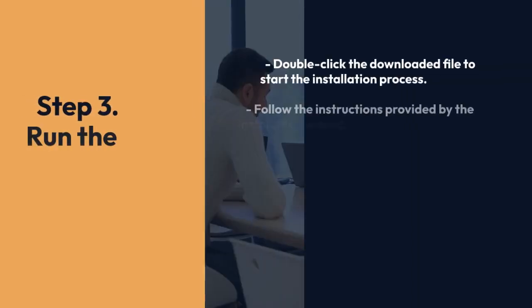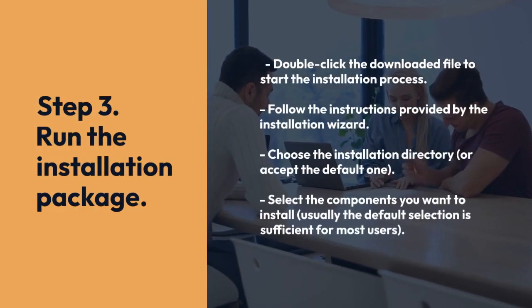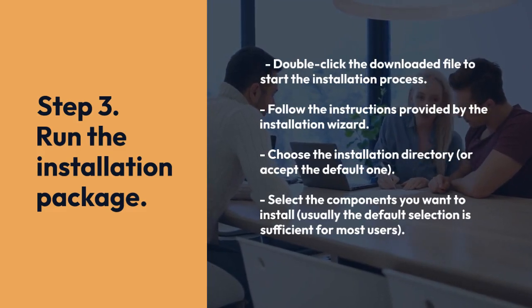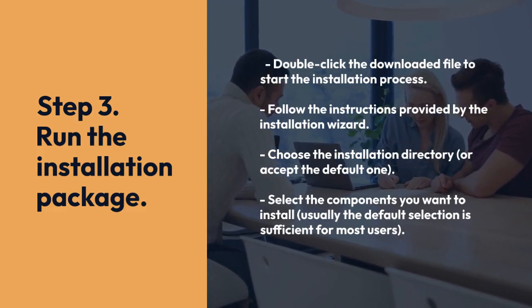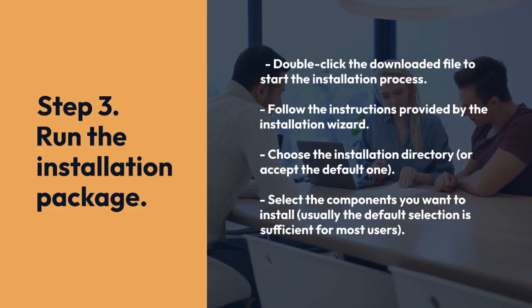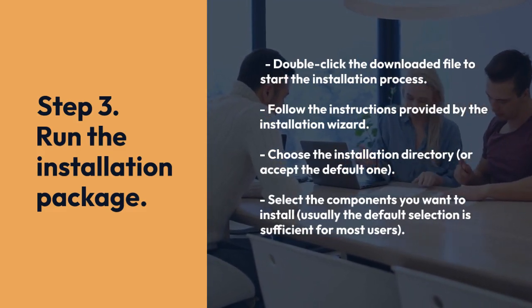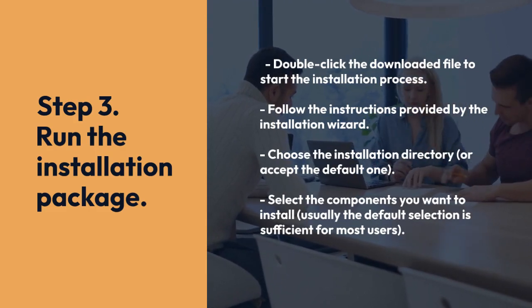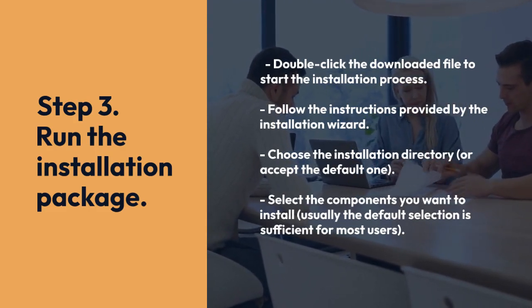Step 3. Run the installation package. Double-click the downloaded file to start the installation process. Follow the instructions provided by the installation wizard. Choose the installation directory or accept the default one. Select the components you want to install. Usually, the default selection is sufficient for most users.